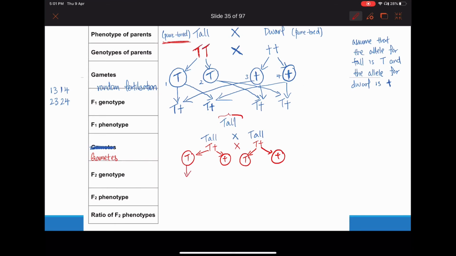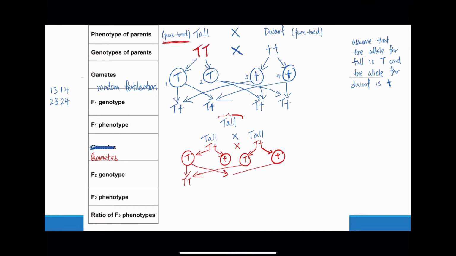So 1, 3, 1, 4, 2, 3, 2, 4. And there you have it. I realized that I actually have other combinations of genotypes. And what's interesting now is that not all the genotypes represent tall plants. The first one, yes, is tall. The second one, yes, is still tall. The third one, yes, is still tall. But the last one is actually a dwarf phenotype because it only comprises recessive alleles.